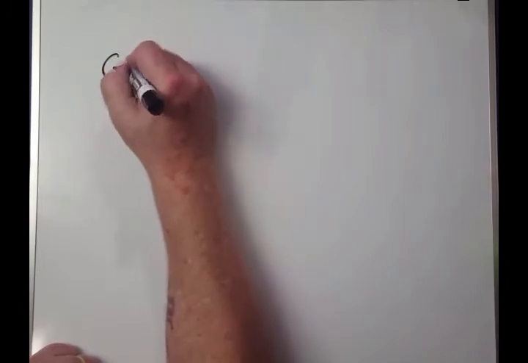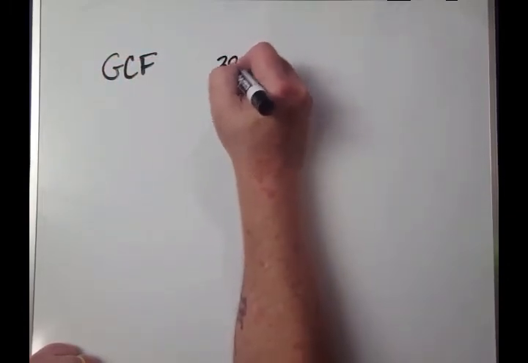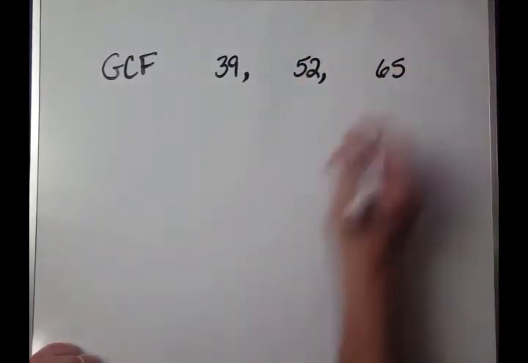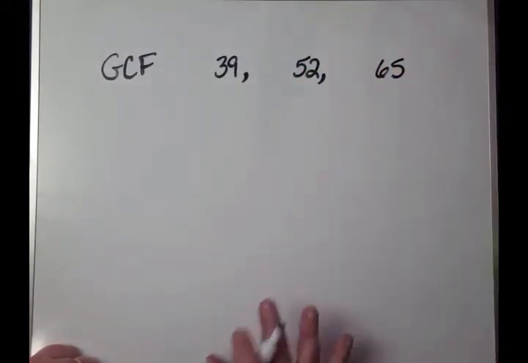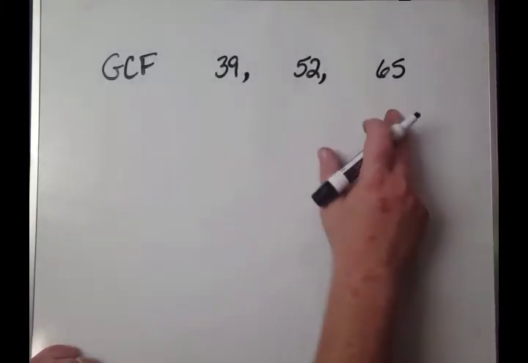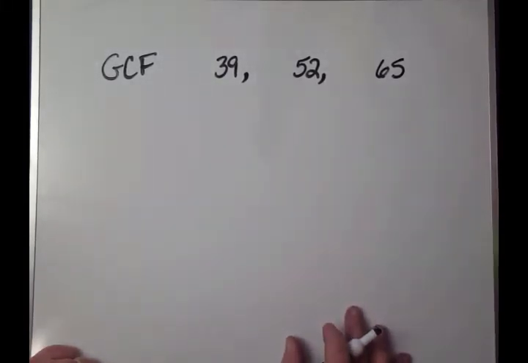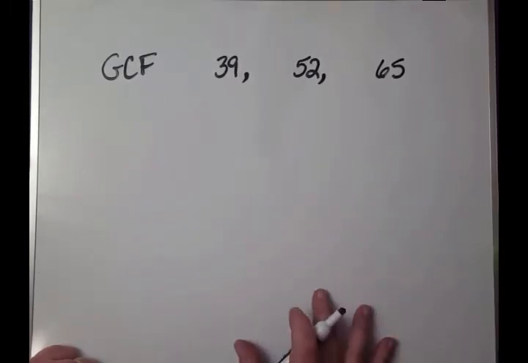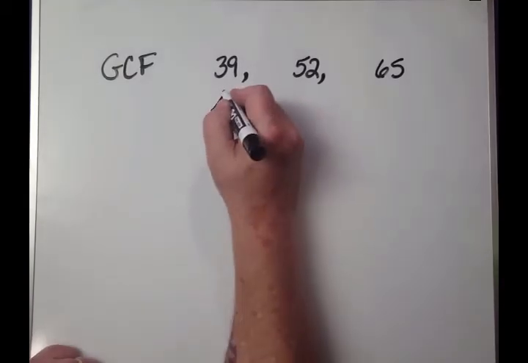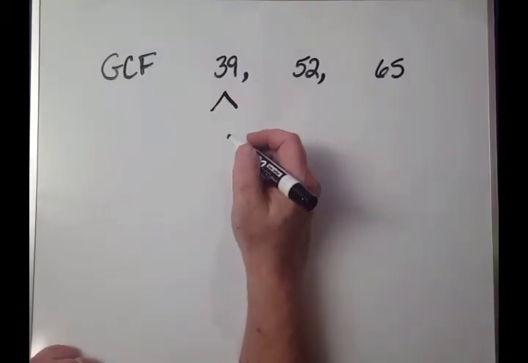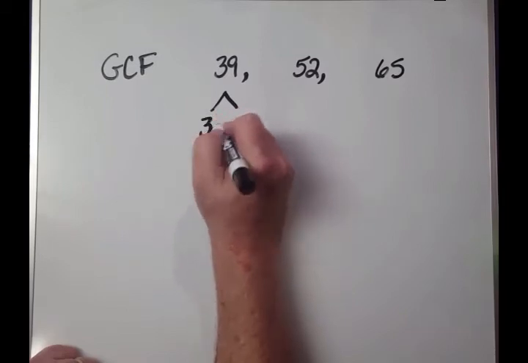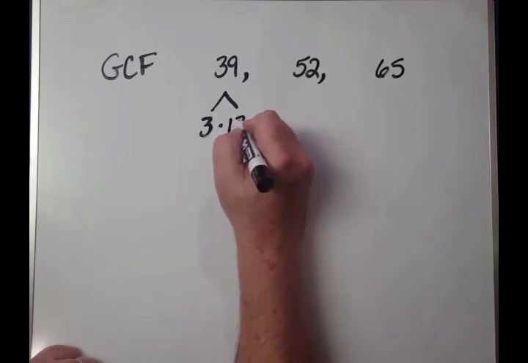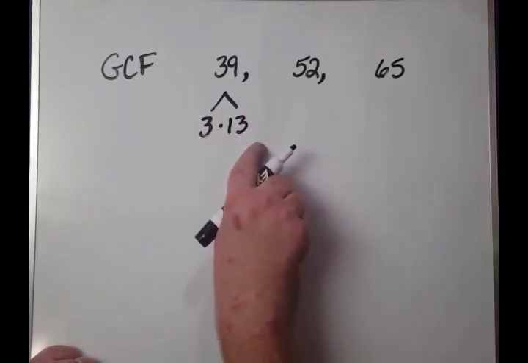What if I want to know the greatest common factor of 39, 52, and 65? What is the largest number that will evenly divide all three of those? Well, if I don't see it right off, or if pondering for a minute doesn't help, I can always start breaking these down. 39 is obviously divisible by 3. 3 times what? 3 times 13. Those are both prime. I stop right there.